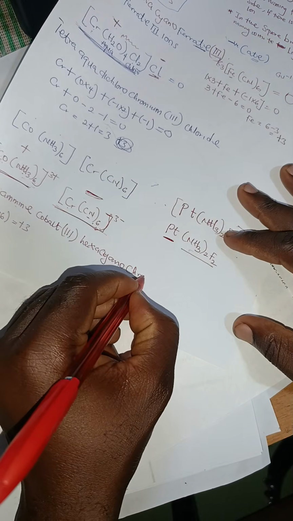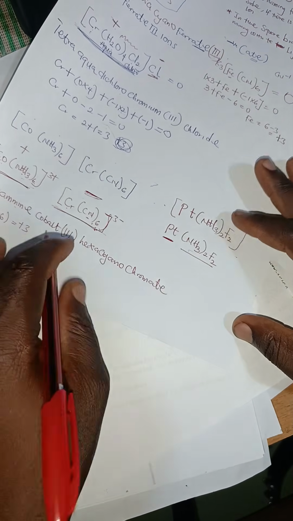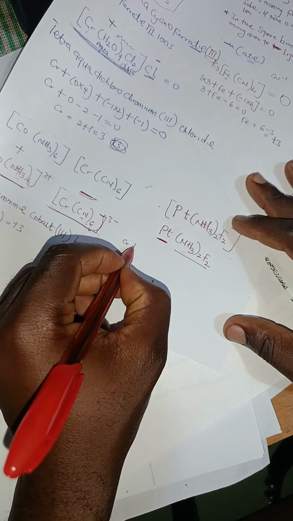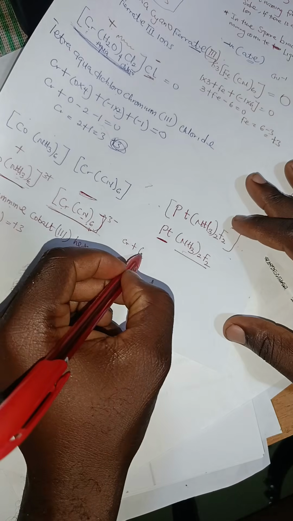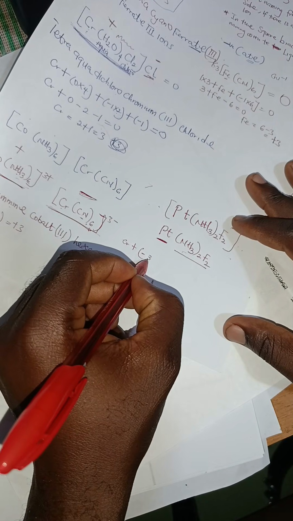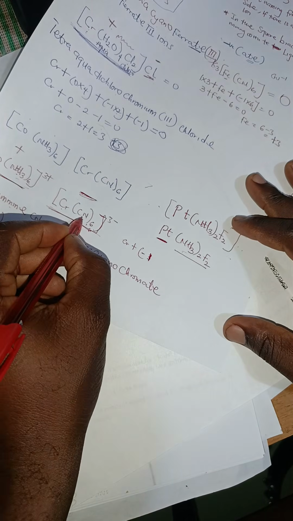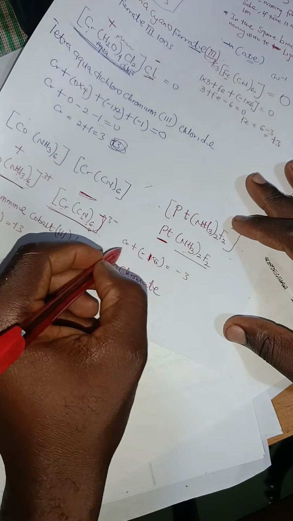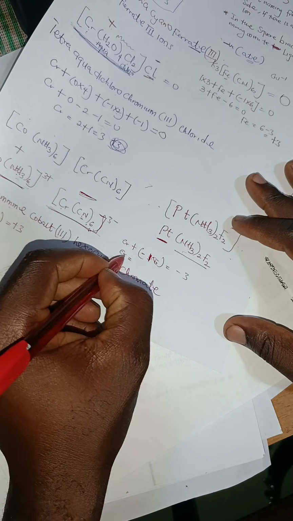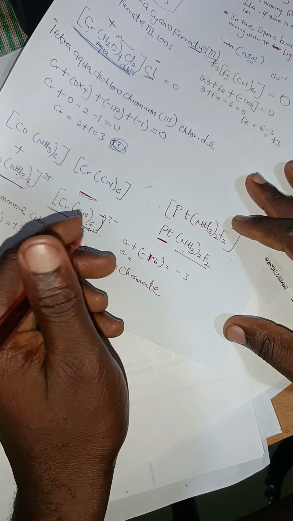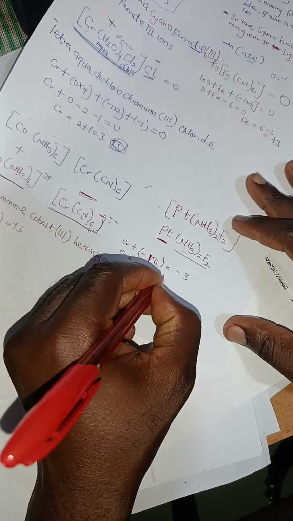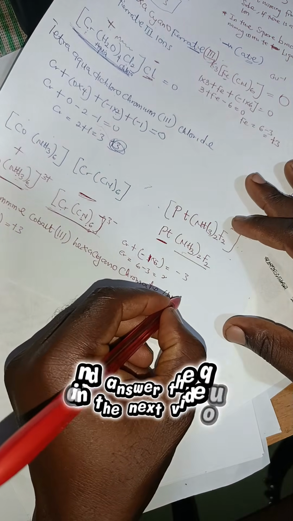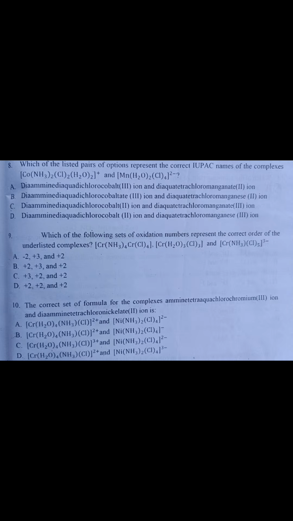So this is coming chromate. Then we can calculate the oxidation state of this guy also, which is Cr plus, this guy is minus 1. CN is minus 1 times 6 equals minus 6, and everything is minus 3. So from here we can have that chromium equals, that's going to be plus 3. So simple.